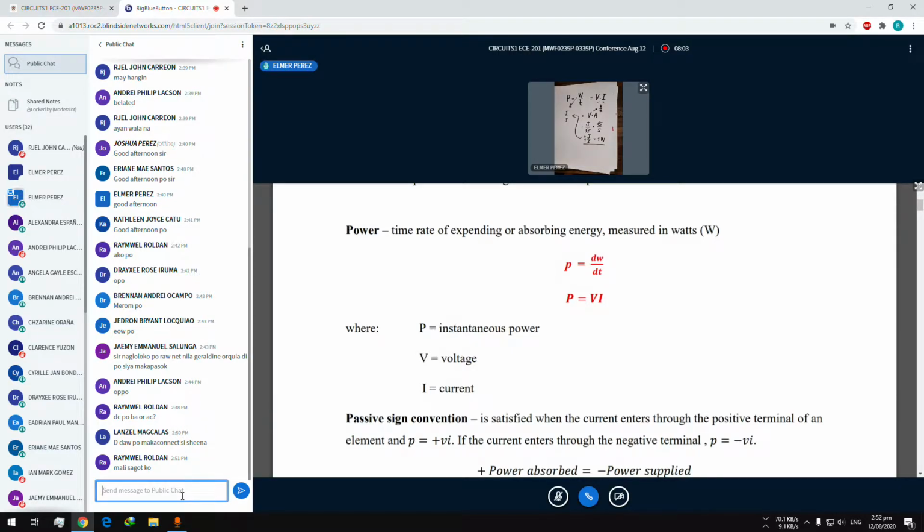Pag hindi ka sure, halimbawa, yung energy, do you have energy? Okay, so you can say yes, you have energy. Do you know the direction of your energy? Kung nag-isip ka, may direction nga ba yung energy? Siyempre wala. So that means it's a scalar quantity. And mostly, ang mga quantities natin sa electrical engineering, sa ECE, sa EE, almost all of them are scalar quantities. Okay, so power is a scalar quantity.